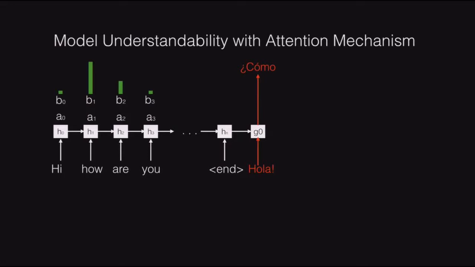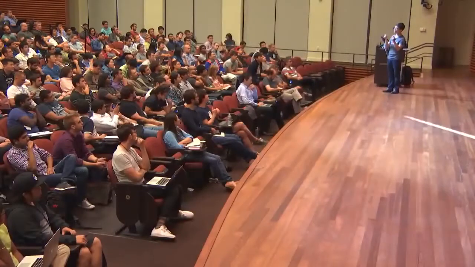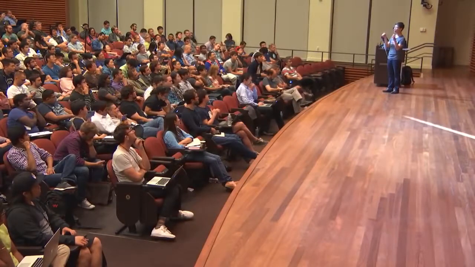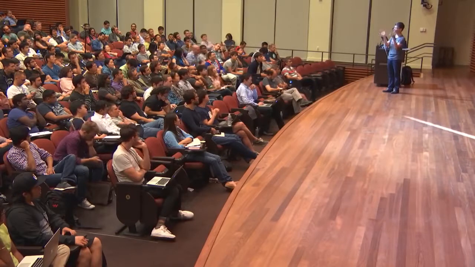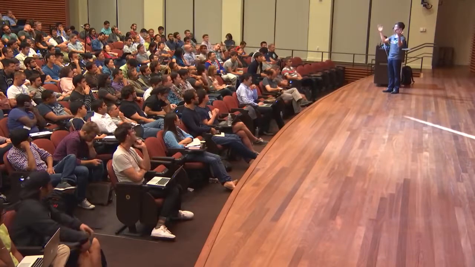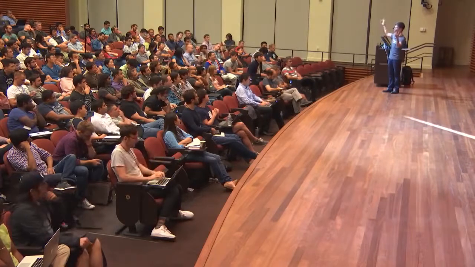Yeah, I have a question. How do you deal with languages where word orders are different? For example, English to Chinese or Japanese, where some of the verbs get moved and things like that.